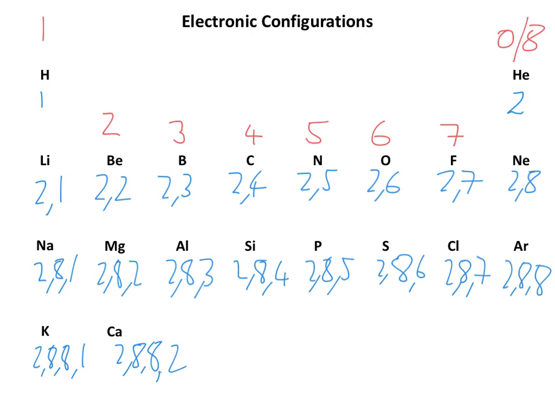And we haven't written the period numbers on here, but you can see that this first row, there's only 1 electron shell. This second row, the second period, there's 2 electron shells. The third row, the third period, there's 3 electron shells, etc. So it's very nice for us to see that the period number works out just as comfortably as the group number.